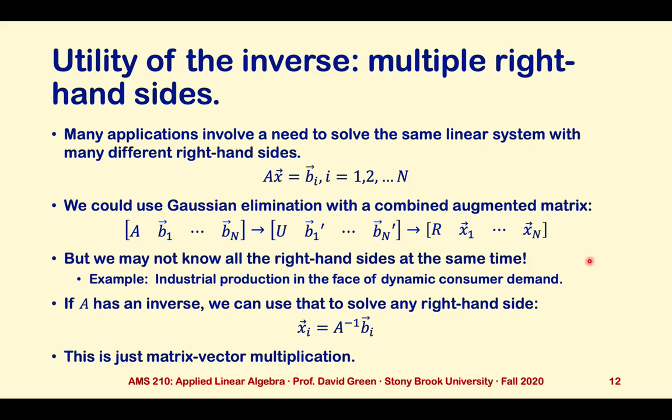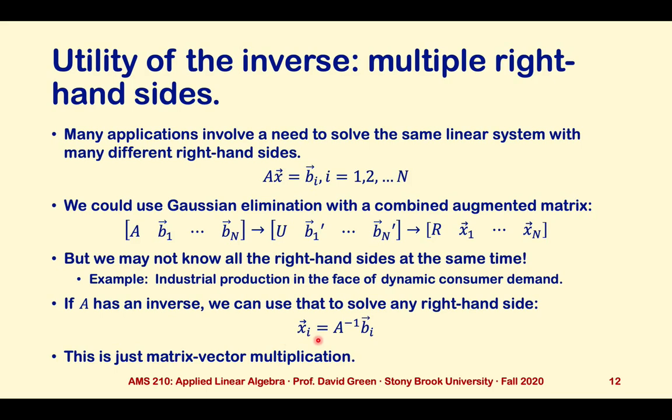We didn't know what they were beforehand. We can't use this approach. We could recast the problem and solve it through Gaussian elimination, but if A has an inverse, and we know that inverse, or we have found that inverse, once we have it, we can use that inverse to directly get the answer for any possible right-hand side, and this just involves matrix vector multiplication.